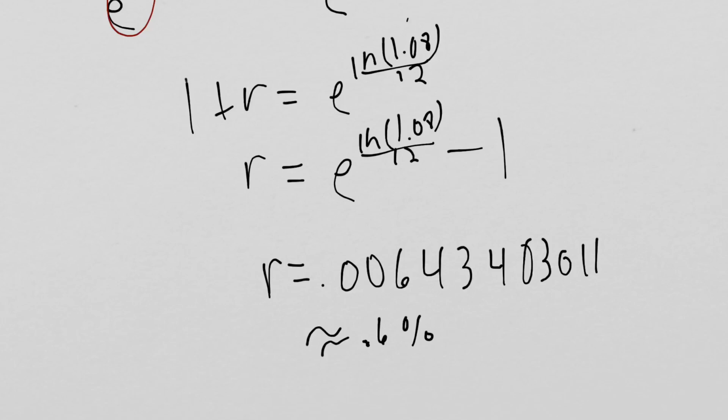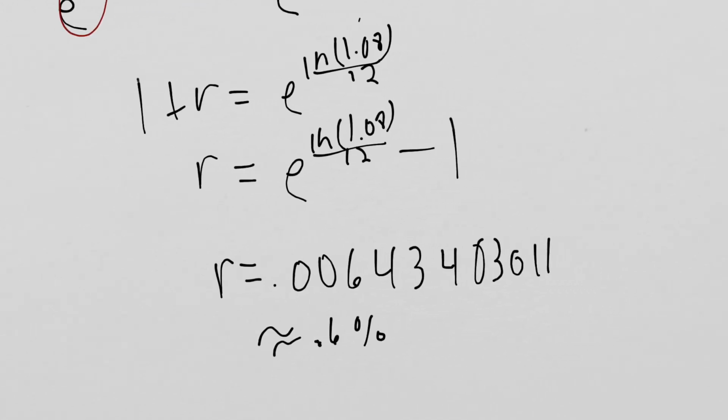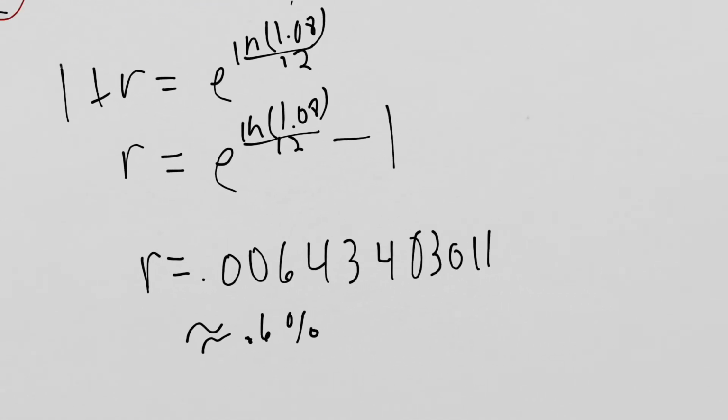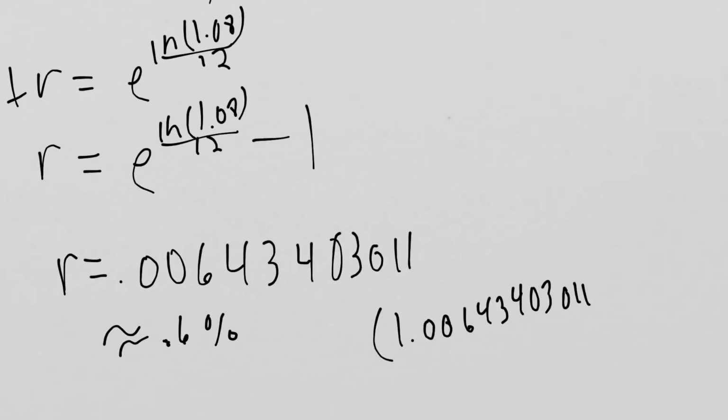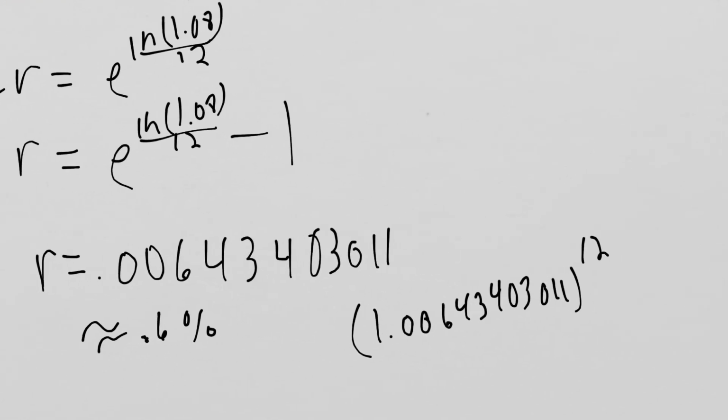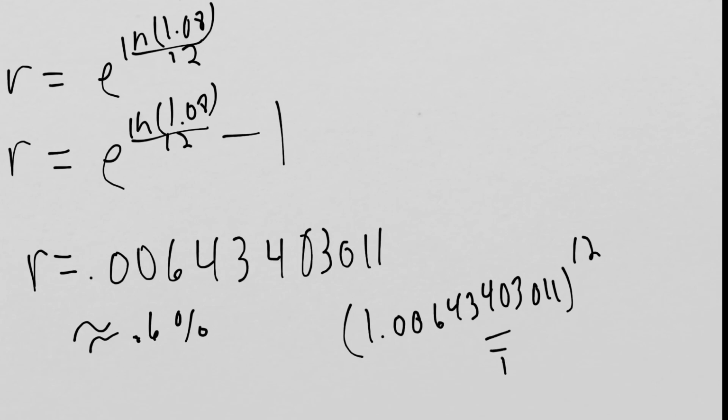And how we can check that is we can take this r value we just got and do 1.006. I should make that 0 look more like a 0. And we should raise that to the 12th power to do it each month, and that should give us the 1.08 that we were looking for. Okay, that's all for now. Nice job.